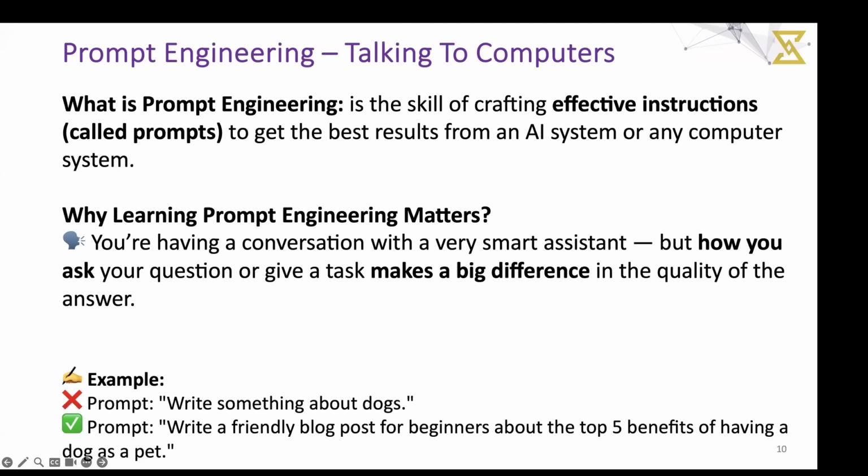They can write anything. Or you can say, write a friendly blog post for beginners about top 5 benefits of having a dog as a pet. Very specific instructions: what they're supposed to produce, how they're supposed to write it, who's the target audience, and so on and so forth. So that's essentially the right way to write the prompts for AI.